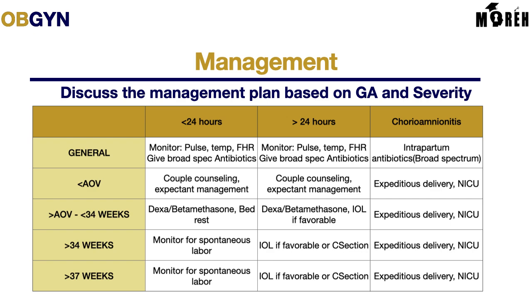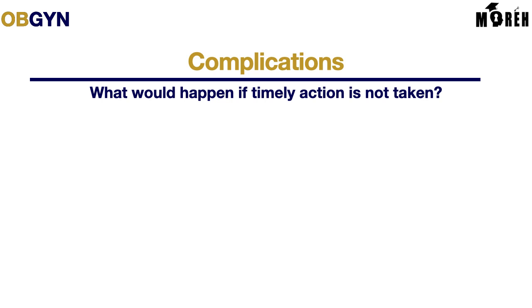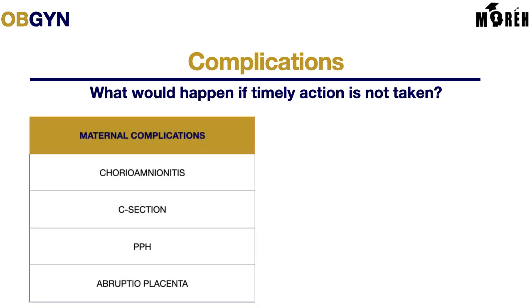So what if you don't manage the patient properly? What are some of the complications? Or maybe you've managed the patient, but what are some of the complications that can set in if timely action is not taken? On the maternal side, we can have what we've already discussed, chorioamnionitis. This is where there's an infection which involves the chorion and the amniotic sac as well.